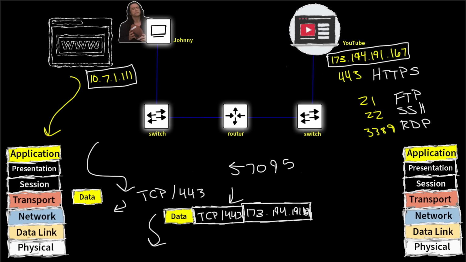And when it goes through the internet and finally arrives at the YouTube server and it gets to the transport layer, it will go, oh, hey, this is coming in on port 443. This is our web server. Let me hit this up to the web server application.